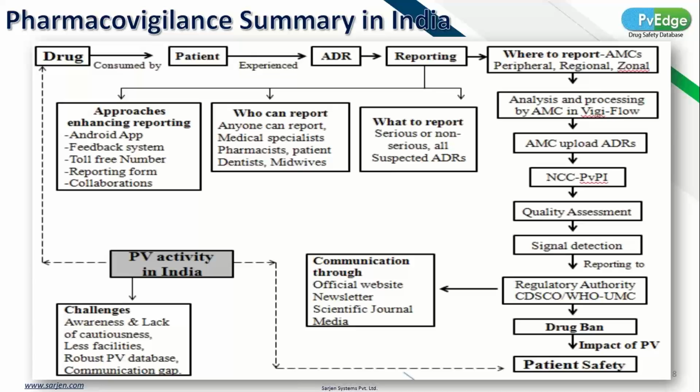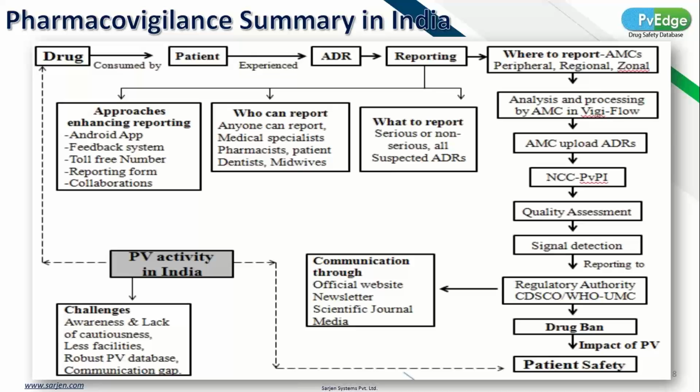So AMC will analyze and process the data in VigiFlow. They enter that data, they upload that ADR, and that ADR will be notified to NCC PvPI. PvPI will do the quality assessment of that corresponding adverse event report, and after that the signal detection activities will also be taken care of by PvPI to a certain extent.